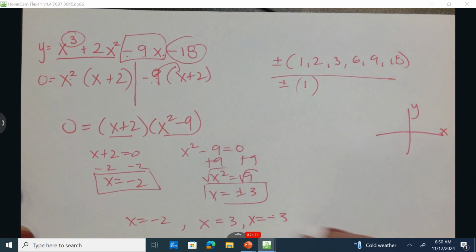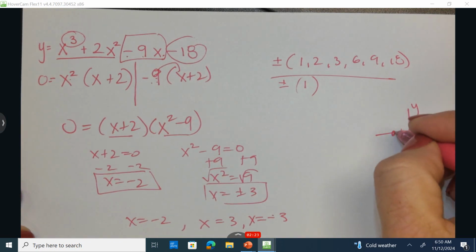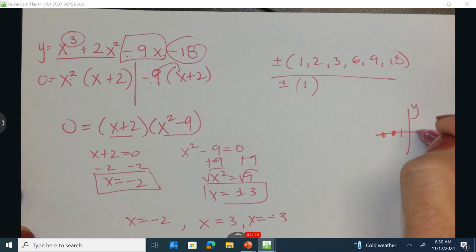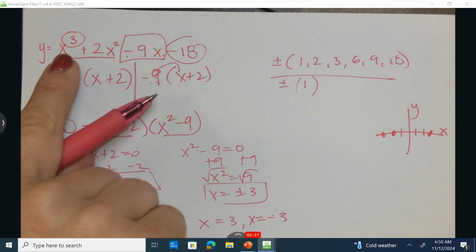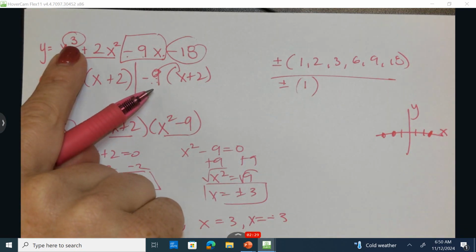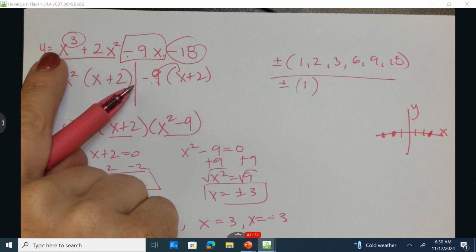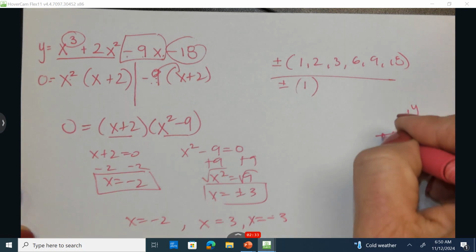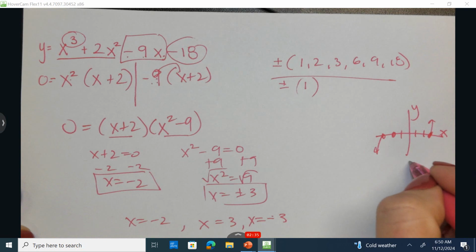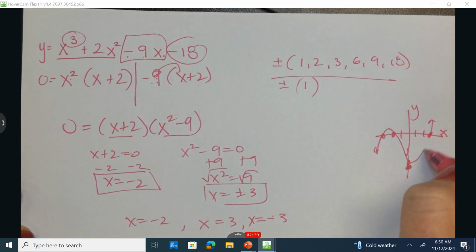That means for this particular graph, I'm going to have a solution at negative 2, at negative 3, and at positive 3. Notice that we have an odd degree and a leading coefficient that is positive. So up on the right, down on the left, negative 18 is going to be the y-intercept, and it's looking something like this.